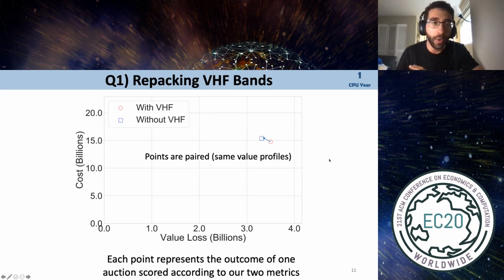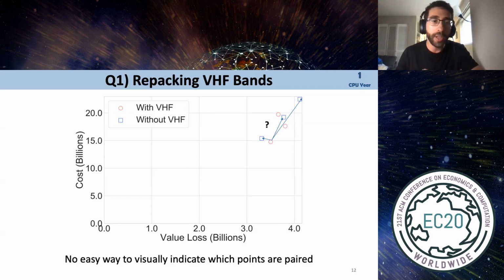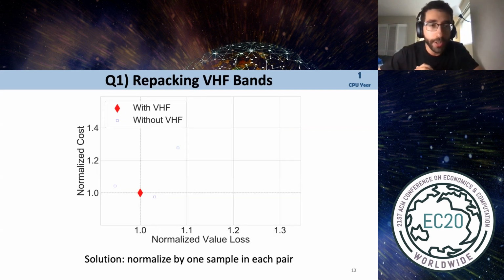Of course, we don't want to make any conclusions based on one simulation, so we need to add more. But what happens is that if you add more simulations to this graph, it becomes very difficult to tell, visually at least, which points are paired, which points are using the same inputs. Our solution is to show graphs in this format, where we're normalizing by one sample in each pair.